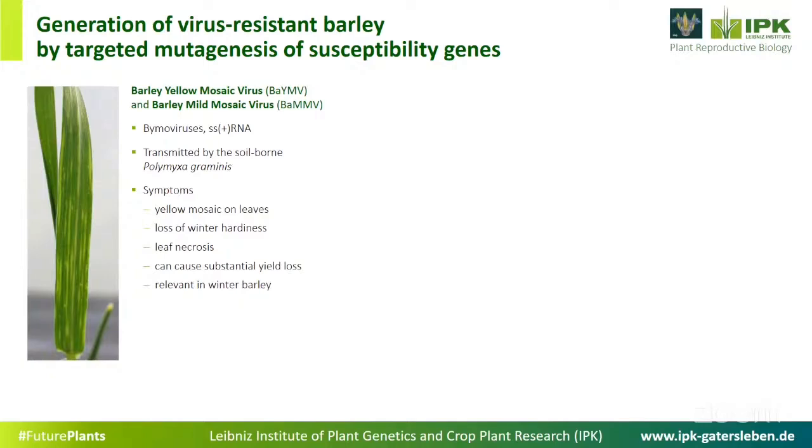They need an intermediate host, which is Polymyxa graminis. And this infects the plants via the roots, and then the virus can spread in the plant. And we have a lot of handicaps for the plants when they are infected.